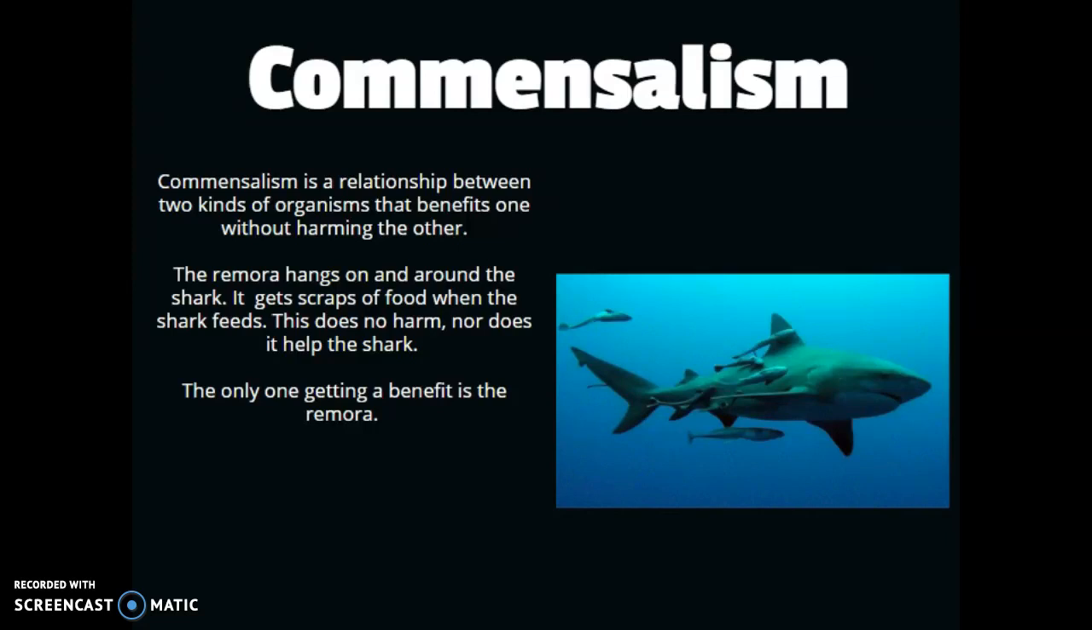A relationship between two kinds of organisms that benefits one and does not harm the other. That's a key word here. Does not harm the other. If you look at this picture, you'll see this shark, and there's all these little tiny fish around it, and I always get asked, oh, those are baby sharks, right? No, those are called remoras. Remoras are pretty smart and lazy creatures. I kind of like them.